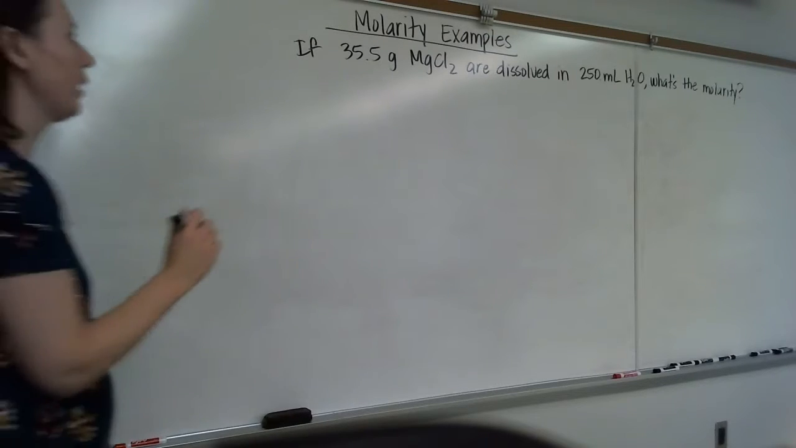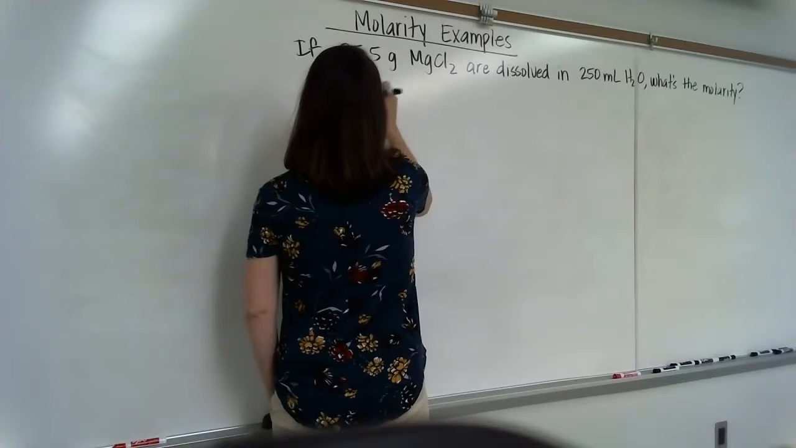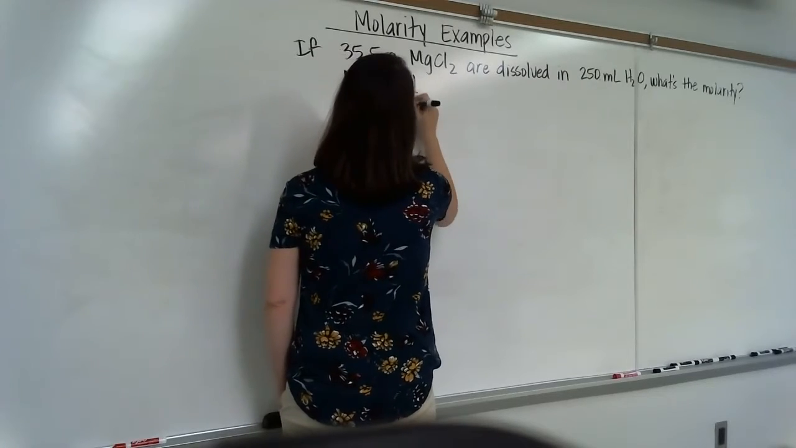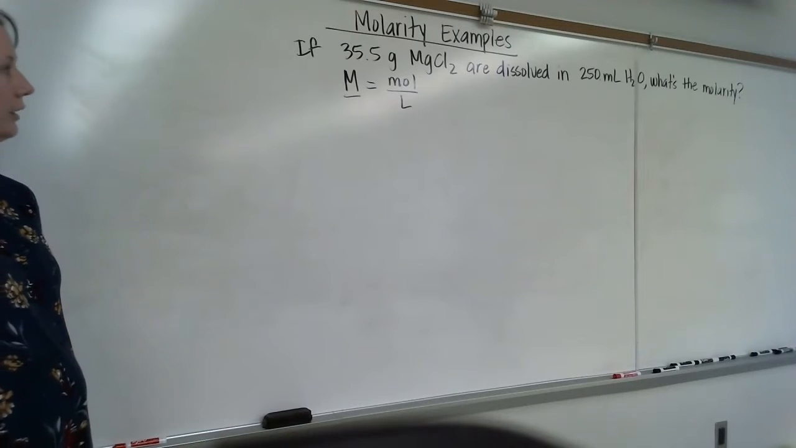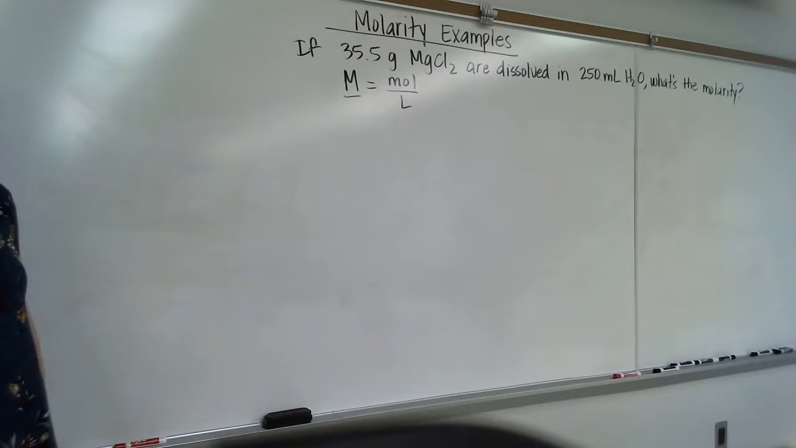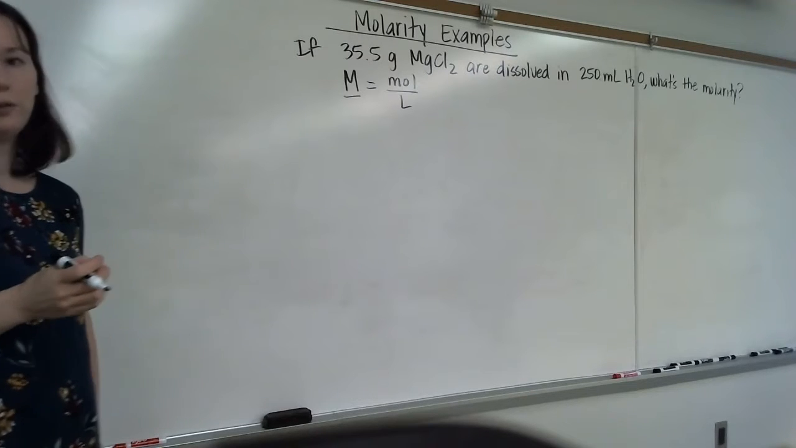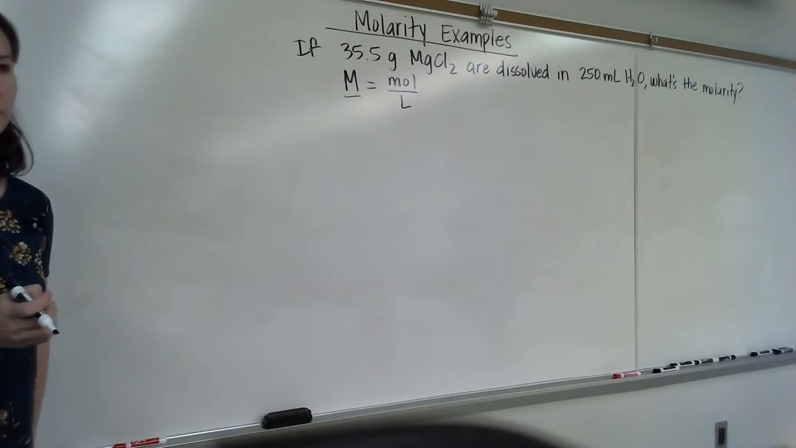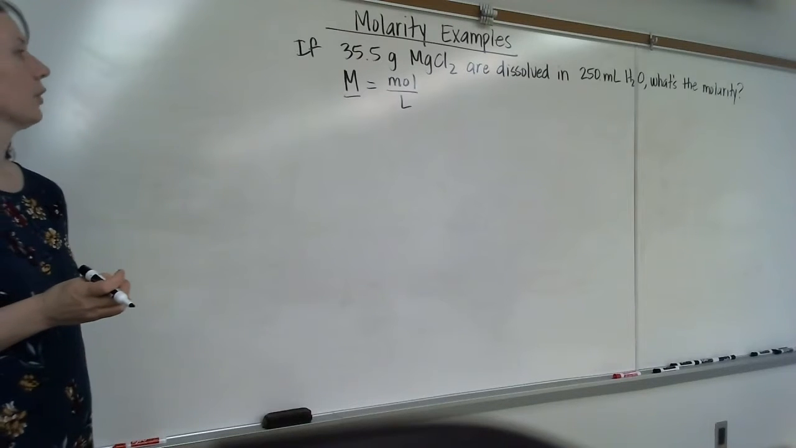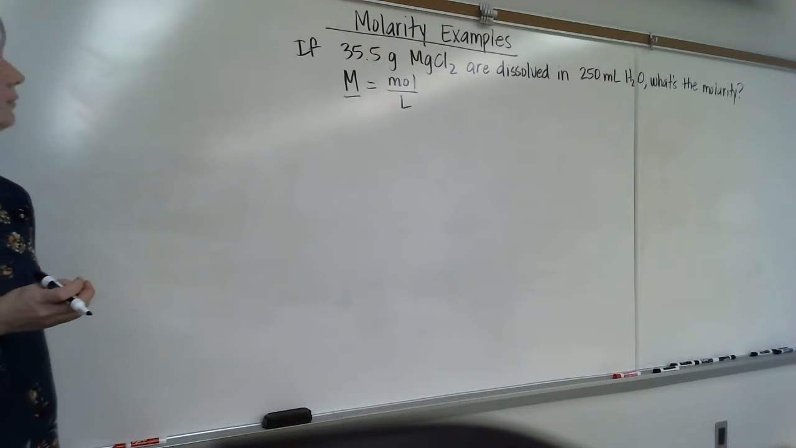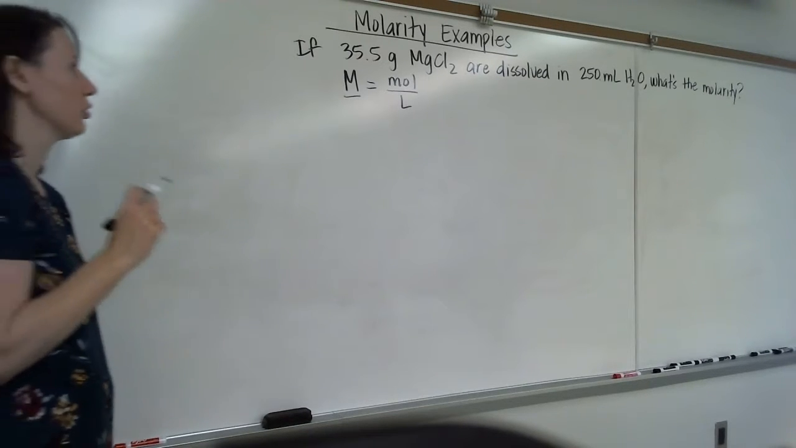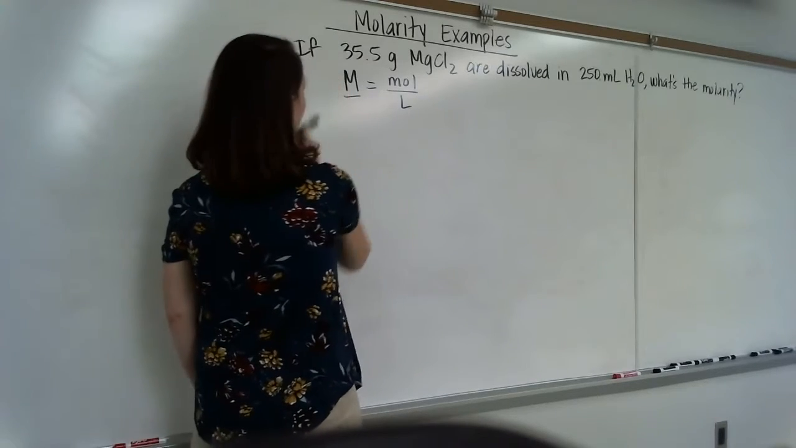Okay, so molarity is equal to moles over liters, right? Do we have everything we need to go ahead and do that division? Can I just say 35.5 divided by 250? Is that something I can do? No, I can't. What do I have to do first? Convert grams to moles, and then what do I have to do to that volume? Convert milliliters to liters, right? So I've got to do 2 conversions first. So let's deal with the moles part first.